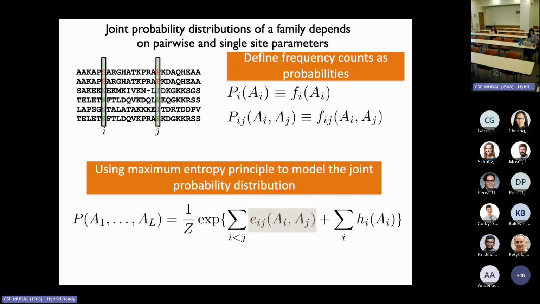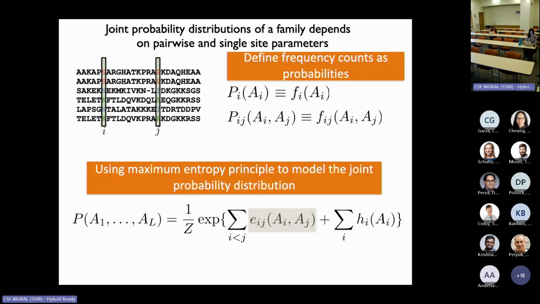So you want to know, if you have a sequence, what's the probability that this sequence belongs to this family, right? Now, this is a complicated problem because we have an underdetermined system. We have only a few thousand sequences, but still we can do an approximation where, if we use these frequency counts as restrictions in a kind of maximum entropy modeling principle, then we can more or less estimate this joint probability distribution.